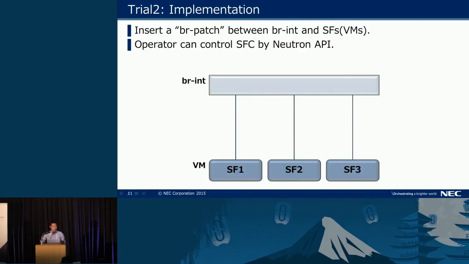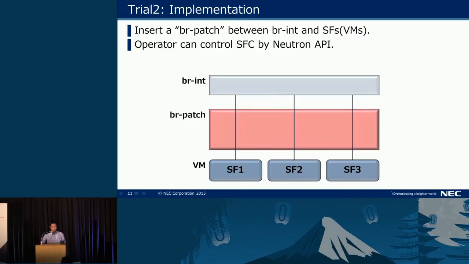This is the implementation of the forwarding rule extension. BRInt is the integration bridge of Neutron. We insert a BR patch between BRInt and the SFs. An operator can control SFC by the Neutron API.